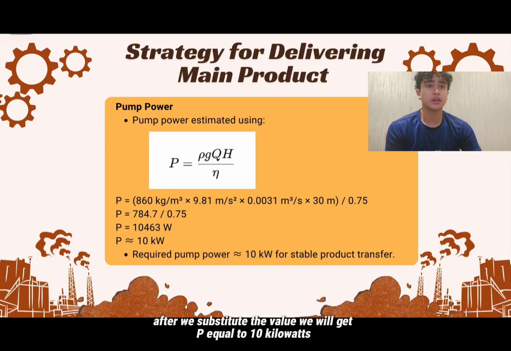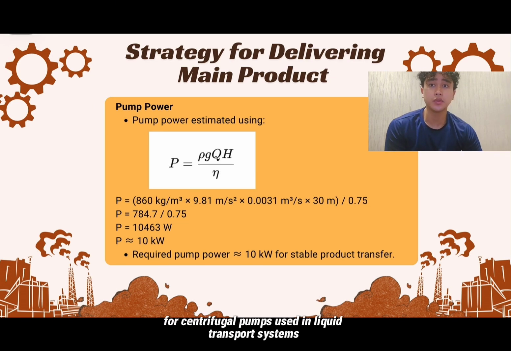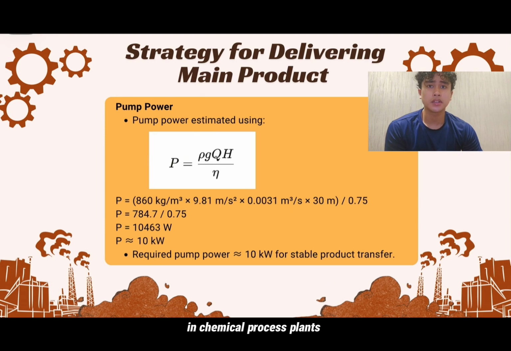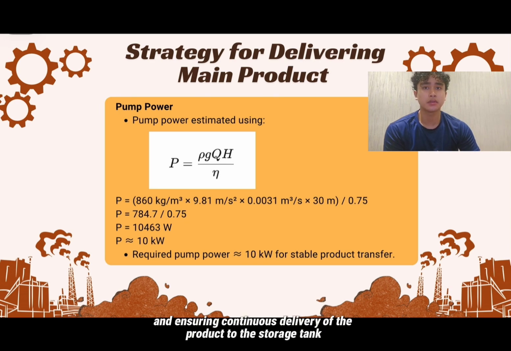After we substitute the values, we will get P equal to 10 kilowatts. This value is within the typical operating range for a centrifugal pump used in liquid transfer systems in chemical process plants. The selected pump provides sufficient energy to overcome pipeline losses while maintaining stable operation and ensuring continuous delivery of the product to the storage tank.